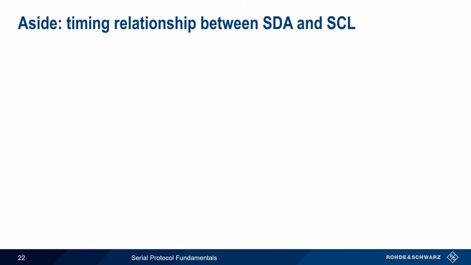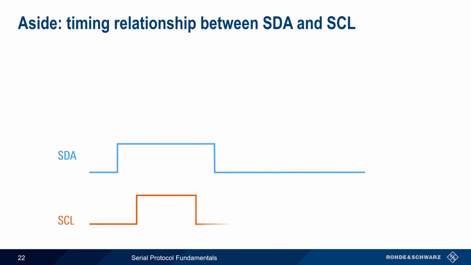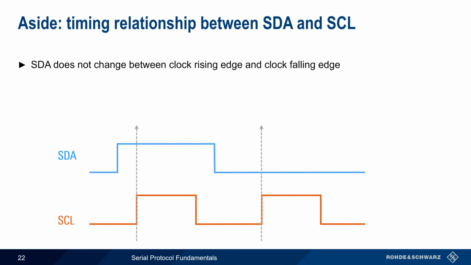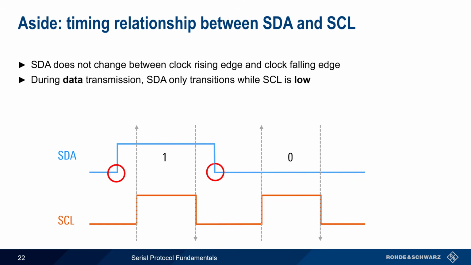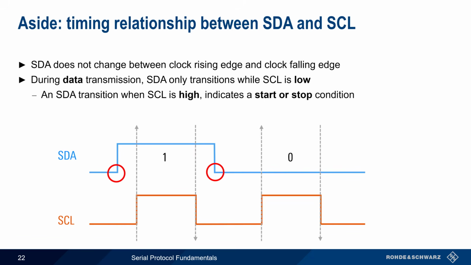At this point, it would be a good idea to pause for a moment to talk about the timing relationship between the data and clock lines in I2C. In this diagram, we can see that SDA does not change between the rising and the falling edges of the clock signal. Data is always read during the middle of the clock pulse. Expressed another way, we can say that during data transmission, SDA only transitions when the clock is low. This is necessary because an SDA transition when the clock is high would indicate a start or stop condition.